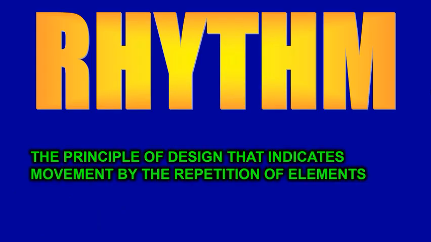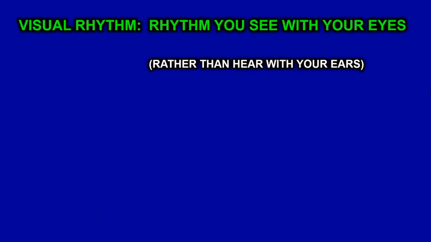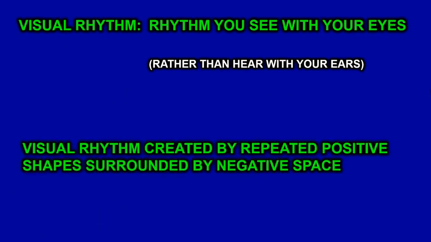All right, let's talk about rhythm. This is the principle of design that indicates movement by the repetition of elements. So there's a difference between visual rhythm and audio rhythm. The visual rhythm is the rhythm that you see with your eyes rather than the rhythm that you hear with your ears. And visual rhythm is created by positive shapes surrounded by negative space.